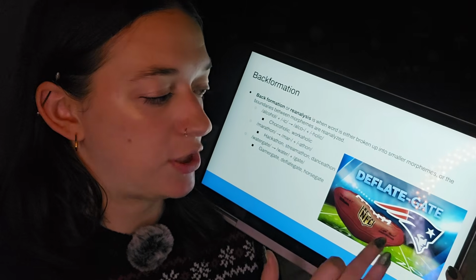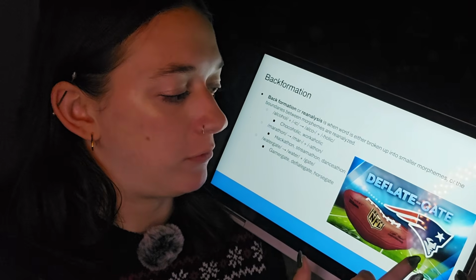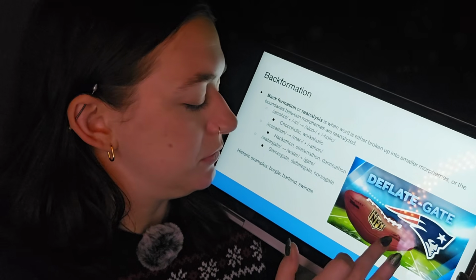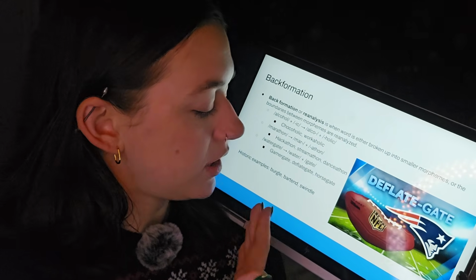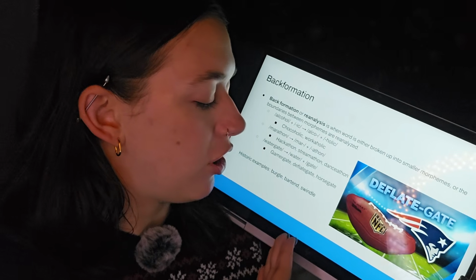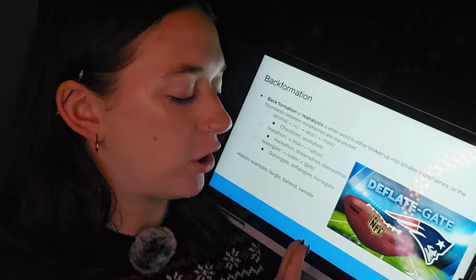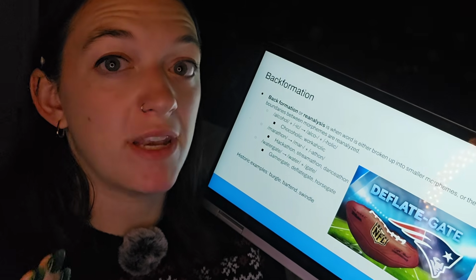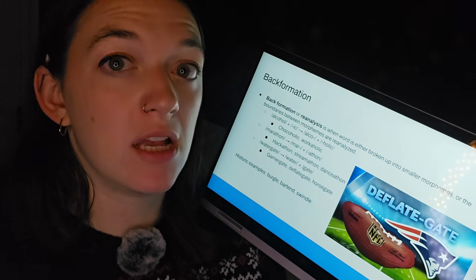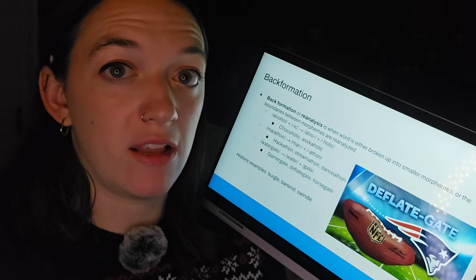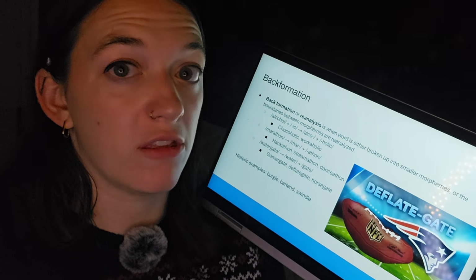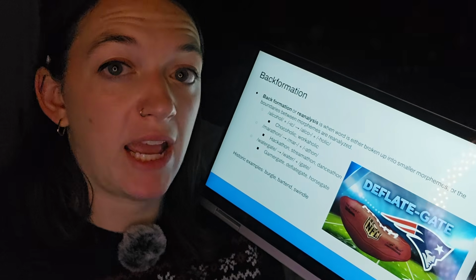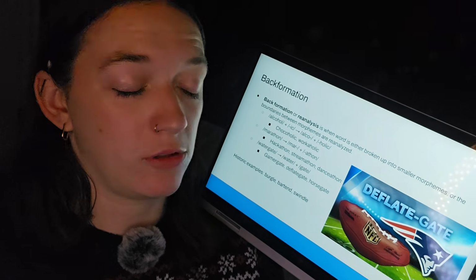Like Deflategate, which I didn't really care about. Some historic examples are the words burgle, bartend, and swindler, which are back formed from nouns into verbs. The noun actually existed before the verb did, but they were reanalyzed into verbs.